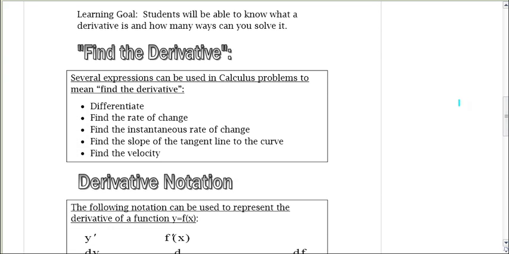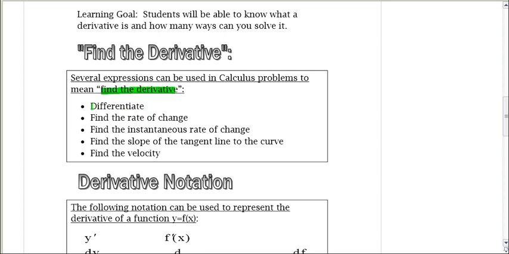Alright, so some more basically terms. I think a big part of calculus that's difficult is there's so much language. It's its own language basically. So to be able to know that you need to take the derivative, here are some keywords. So several expressions can be used in calculus problems to mean find the derivative.